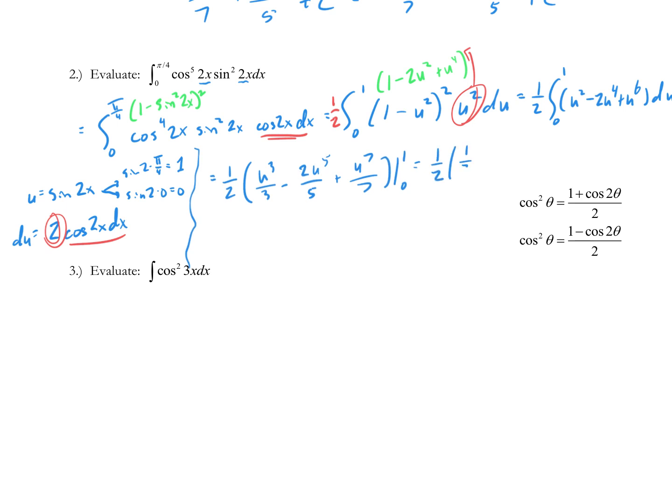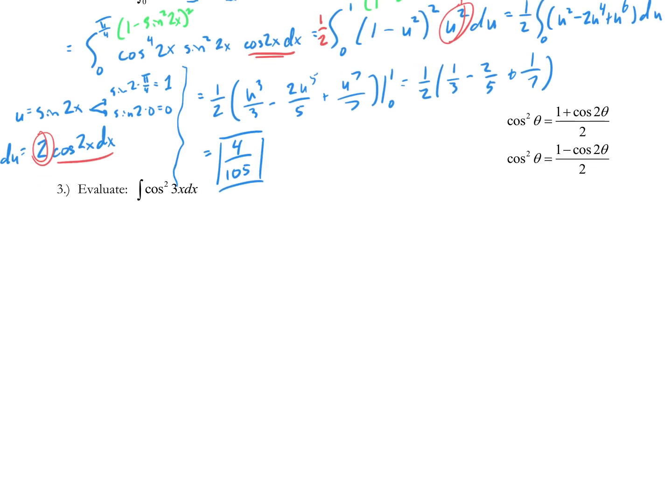1/2 times a third minus 2/5 plus 1/7. And that was pretty direct to write down because the 1 cubed here is 1. The 1 to the 5th there is 2 times 1. The 1 to the 7th there is 1. And then the bottom bound doesn't give you anything, right? 0 cubed, 0 to the 5th, etc. And then punch all of that into your calculator, convert it to a fraction, and you get 4 over 105 as the value of that definite integral.